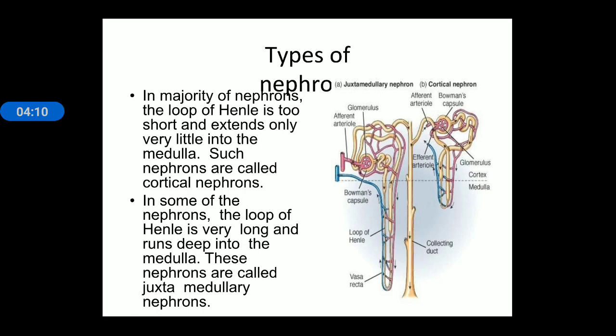Now come to the slide. In the majority of nephrons, the loop of Henle is very short and extends only a little into the medulla. Such nephrons are called cortical nephrons. Second point, in some of the nephrons, the loop of Henle is very long and runs deep into the medulla. These nephrons are called juxtamedullary nephrons.